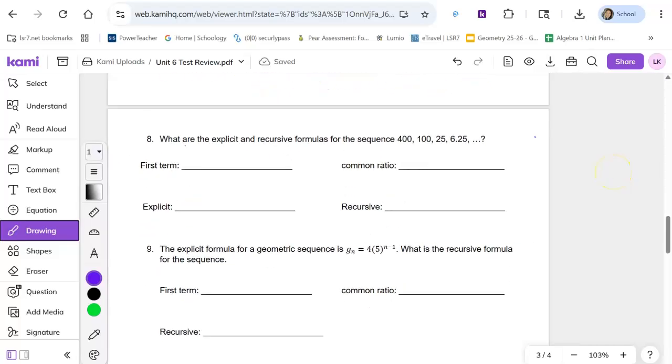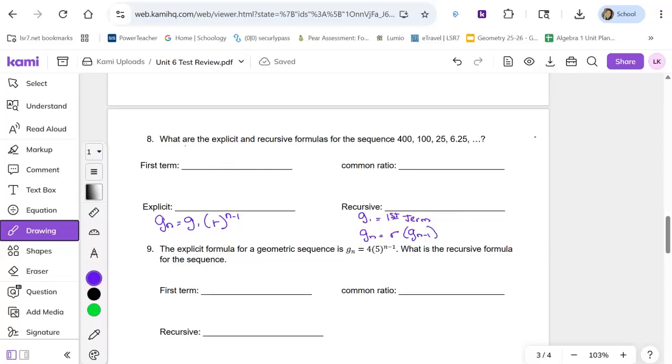All right, so what are the explicit and recursive formulas for the sequence 400, 100, 25, 6.25, etc.? We need to remember what our formulas are. So I'm going to put explicit right here under the explicit. G sub n equals G sub 1 times r to the n minus 1 power. For recursive, G sub 1 is your first term, and then G sub n equals r times G sub n minus 1.